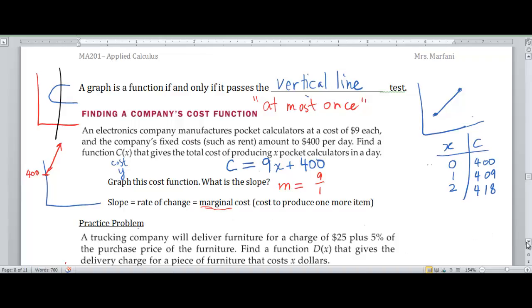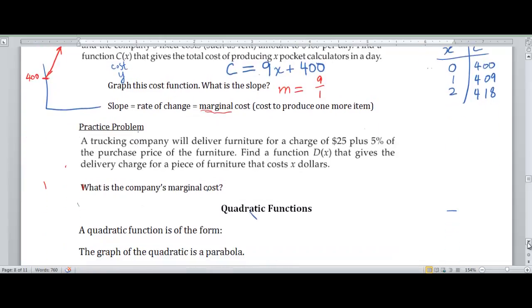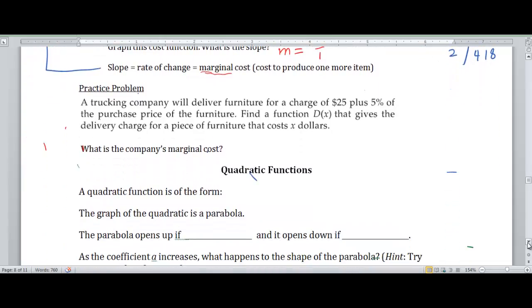let's do another example here. Trucking company will deliver furniture for a charge of $25 plus 5% of the purchase price. Find a function that gives the delivery charge for a piece of furniture that costs X dollars. Okay. So now it says, what is the company's marginal cost? So first thing we're going to do is find a function, right?